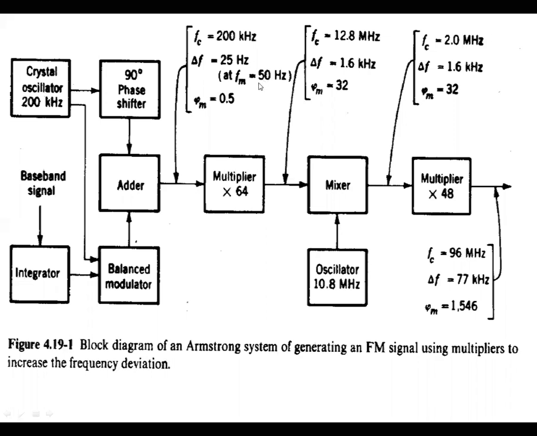All our signal frequency in India is nothing but 50 Hz only, whereas in the USA it is 60 Hz. In India, the general frequency is 50 Hz; in the US they use 60 Hz. So fm is 50 Hz and delta f is 25 Hz.